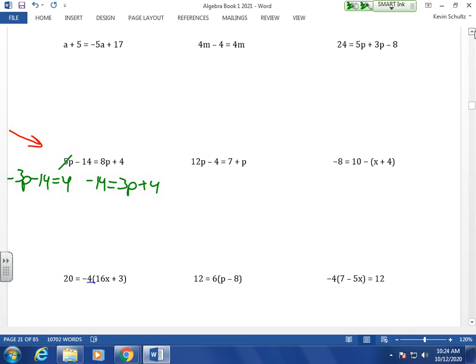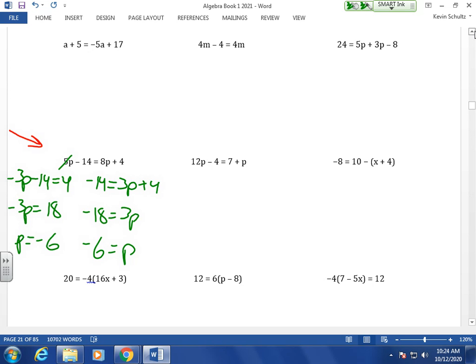Okay? Then you would continue solving it whichever way. Add 14 to both sides here. Negative 3p equals 18. Divide by negative 3. P equals negative 6. Or subtract 4 from both sides here. Negative 18 equals 3p. Divide by 3. You get the same result, negative 6. Okay?